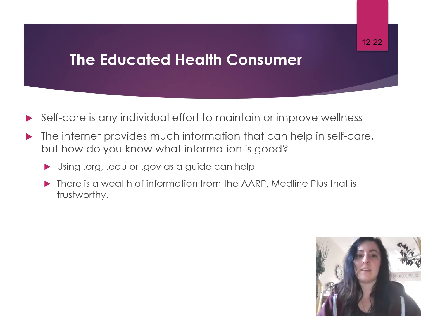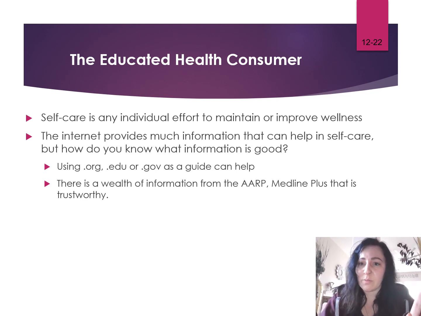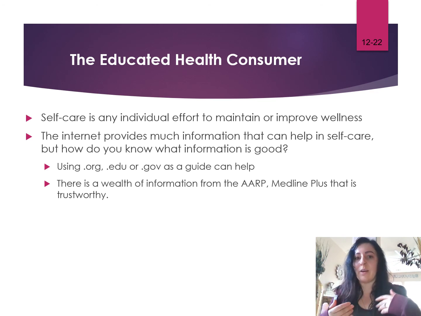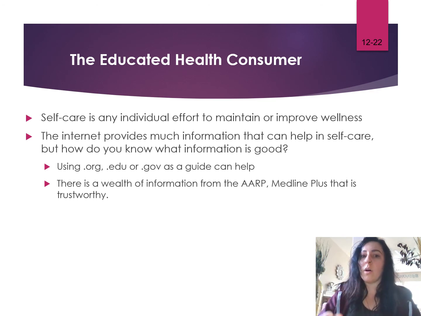Next, self-care is any individual effort to maintain or improve wellness. The internet provides a lot of information that can help in self-care, but how do you know what information is good and what isn't? If you use websites that end in .org, .edu, or .gov, you can trust those because it's either an educational website, a nonprofit organization, or a government website. Also, there is a lot of information that you can get from AARP, MedlinePlus, and those types of websites as well.